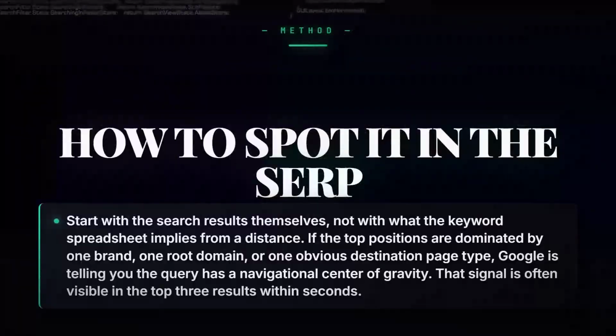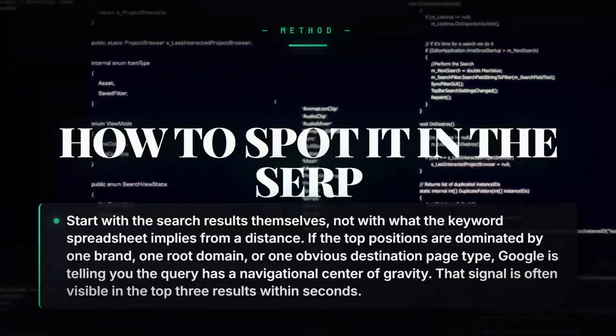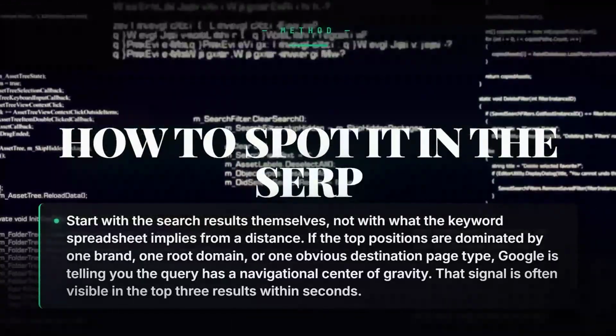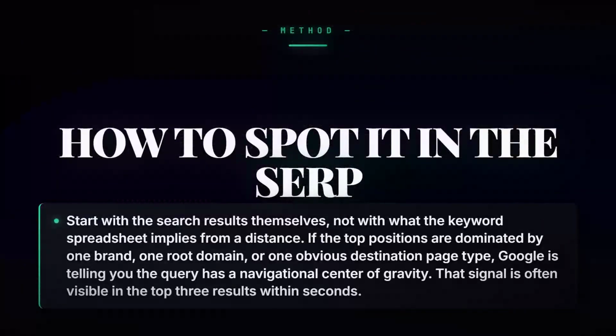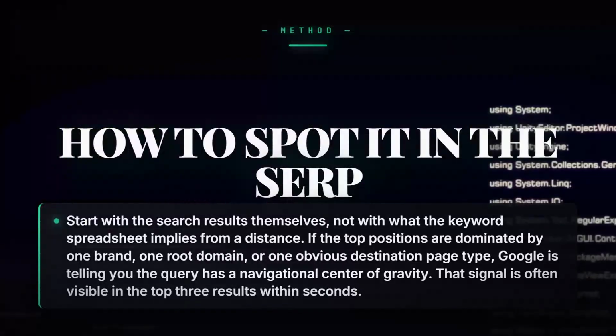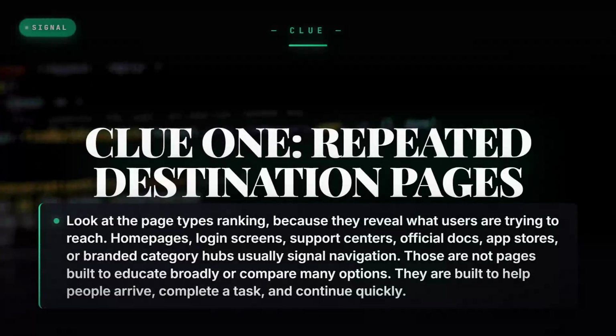If the top positions are dominated by one brand, one root domain, or one obvious destination page type, Google is telling you the query has a navigational center of gravity. That signal is often visible in the top 3 results within seconds. Look at the page types ranking, because they reveal what users are trying to reach.